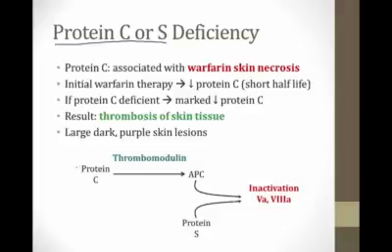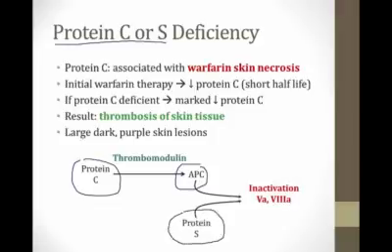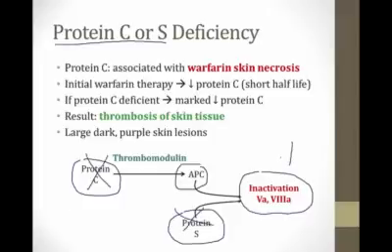As I mentioned a few slides ago, protein C is activated to become activated protein C. It combines with protein S as a cofactor, and together they inactivate factors Va and VIIIa. So if you are deficient in either protein C or protein S, you will be unable to normally inactivate these two clotting factors, and that leads to a hypercoagulable state.